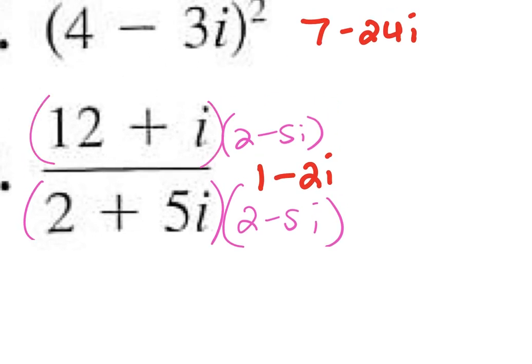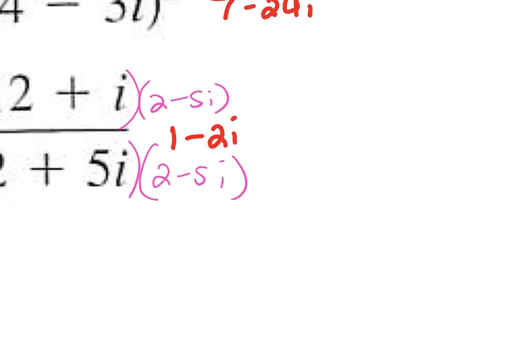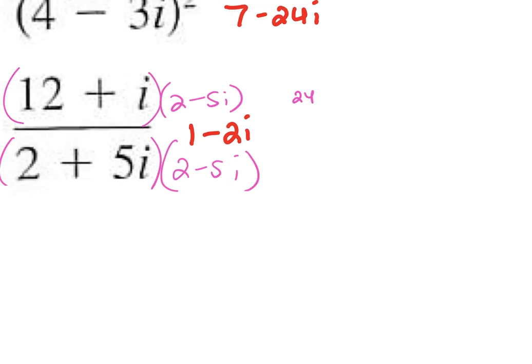In the numerator, I would FOIL it out. 12 times 2 is 24. Then 12 times -5i would be -60i. Positive i times +2 is +2i. And positive i times -5i would be -5i squared.